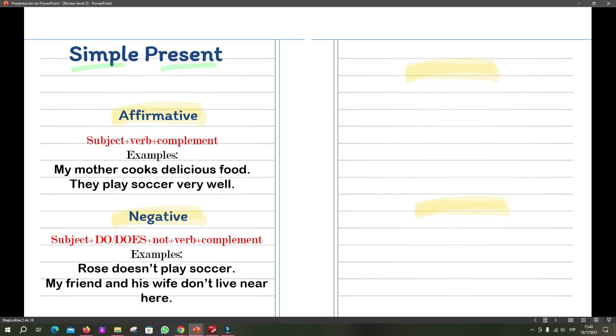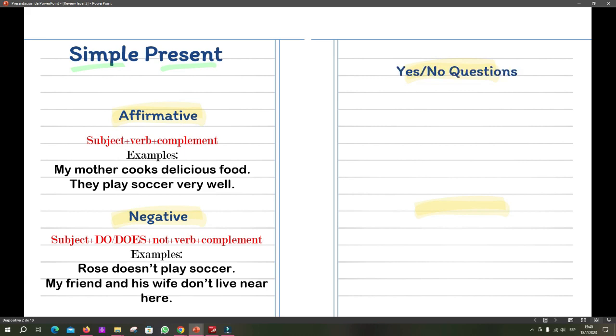My friend and his wife don't live near here. That's another one, right? My friend and his wife don't live near here, right? So that would be another example, and there you're using don't, right? My friend and his wife don't live near here.